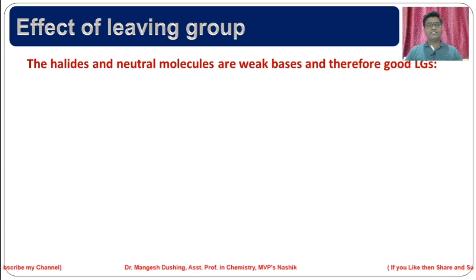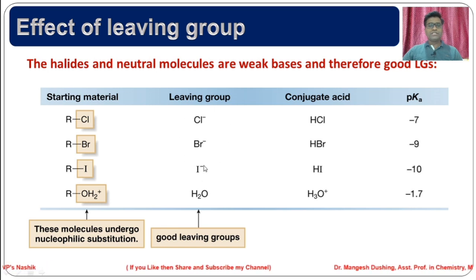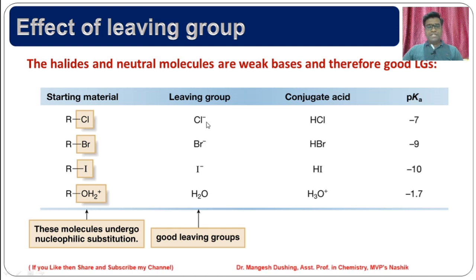The halides and neutral molecules are weak bases and therefore good leaving groups. For example, these are the alkyl halides. So after reaction, these are the leaving groups, and these are their conjugate acids. So leaving group tendency, whether it is a good leaving group or a bad leaving group, depends upon the conjugate acid.